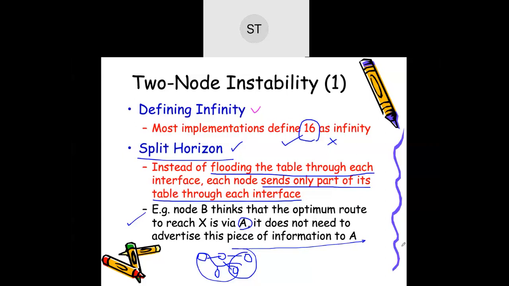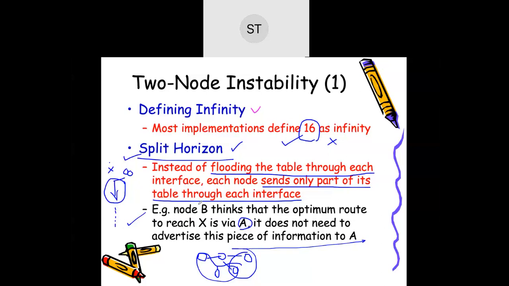This is very interesting. Split horizon will resolve the problem of two node instability. B will have the entry of X via A, no problem, but when A gets the table, it will immediately drop the packet because X is disconnected. As it finds that the entry is infinite, packet drop takes place immediately. Eventually B will come to know that whatever packet I am sending for X gets dropped.